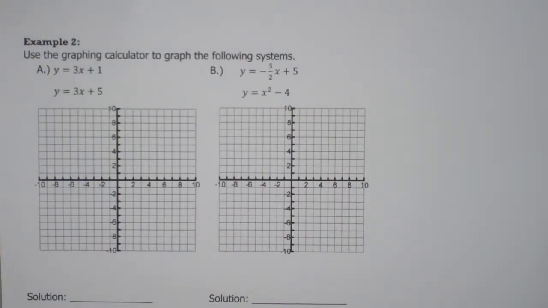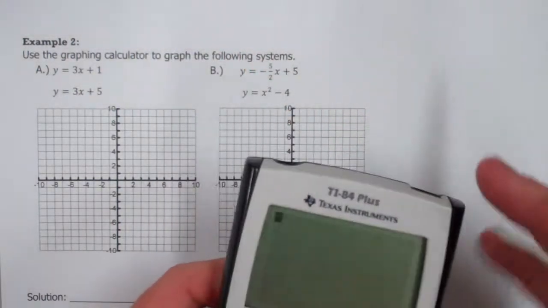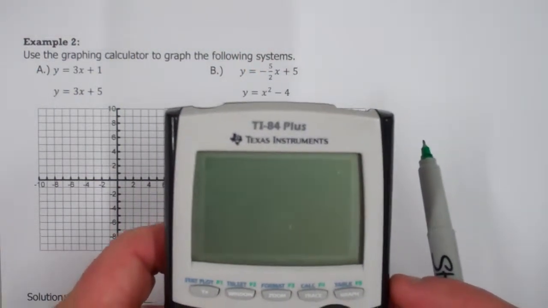In example 2, we want to use a graphing calculator to solve or graph the following systems, then write the solution down. So let's take a look at the first one, A. In A we have 3x plus 1 and also 3x plus 5.